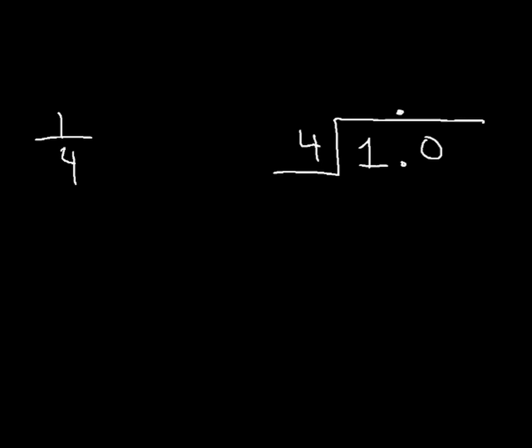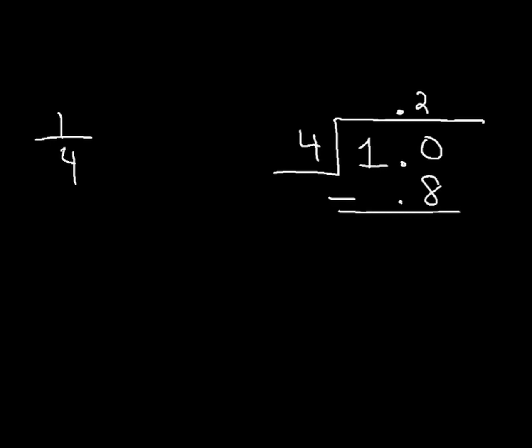So now let's say the numerator is smaller than the denominator. Let's say you have a fraction like 1 over 4. How do you convert that into a decimal? So the 4 is on the outside and the 1 is on the inside. Well, 4 doesn't go into 1, so let's add a decimal point. And we're going to add a 0 here. So now let's treat the 1 as if it's a 10. 4 goes into 10 2 times.